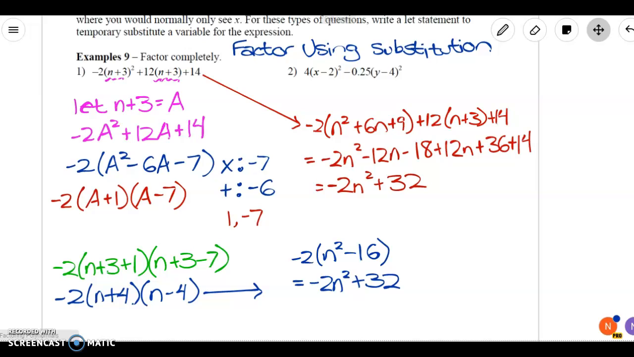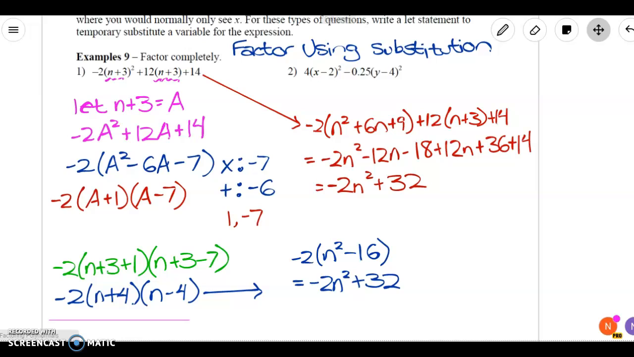So whether we expand our original polynomial or our new factored form, they're equal to the same thing. That's how we know we factored correctly. So our final factored answer is indeed negative 2 times n plus 4 times n minus 4.